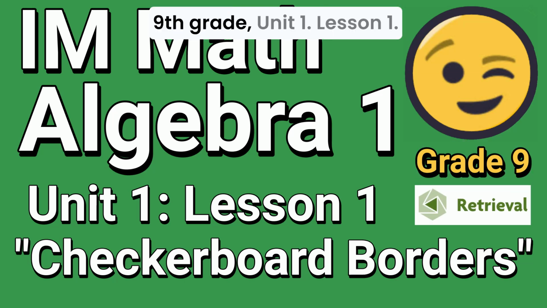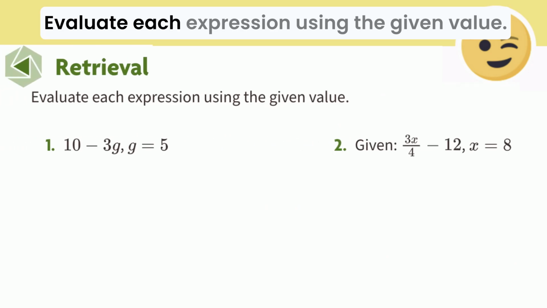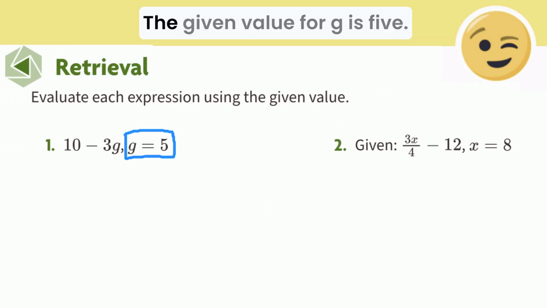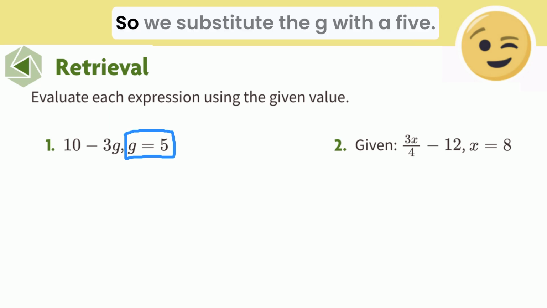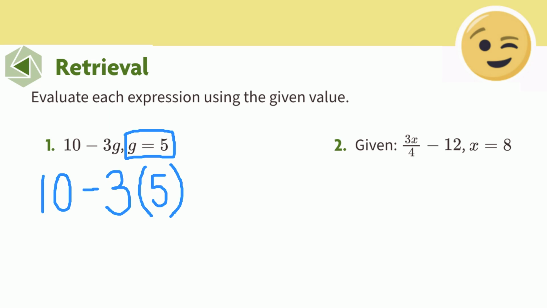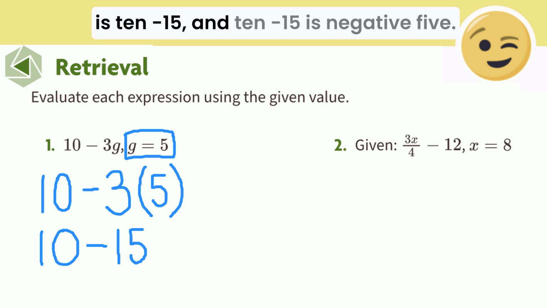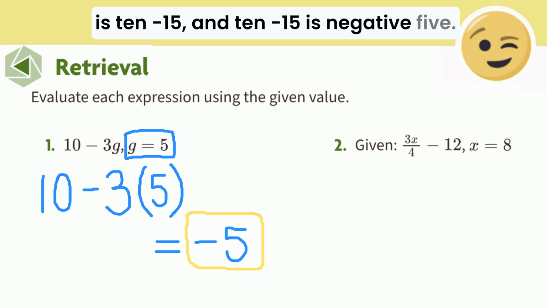Algebra 1, ninth grade, Unit 1, Lesson 1, Checkerboard Borders. Evaluate each expression using the given value. The given value for g is 5, so we substitute the g with a 5. 10 minus 3 times 5 is 10 minus 15, and 10 minus 15 is negative 5.